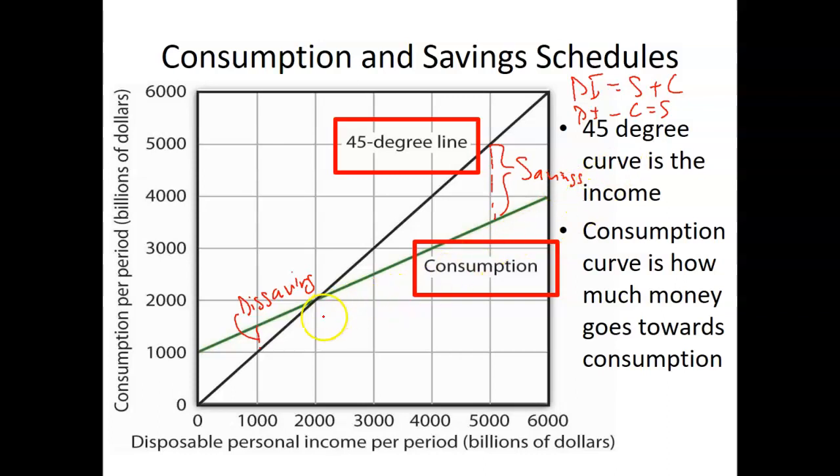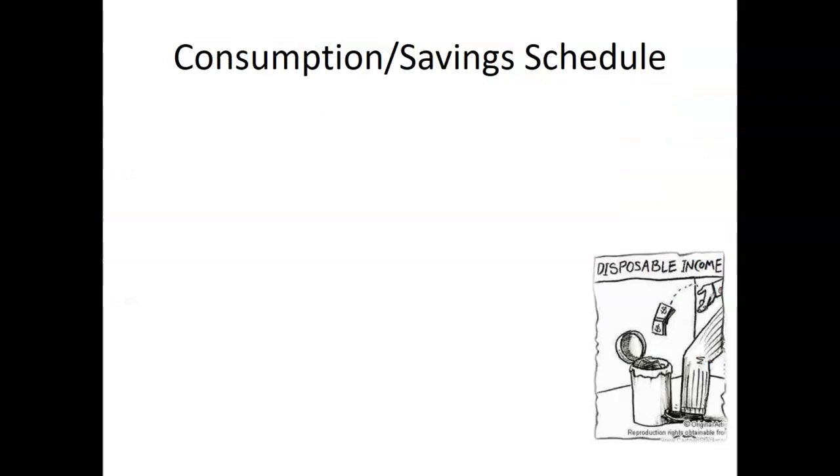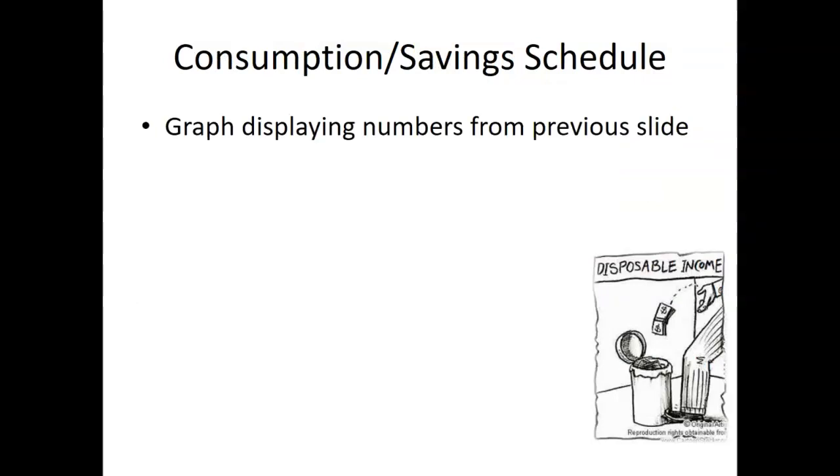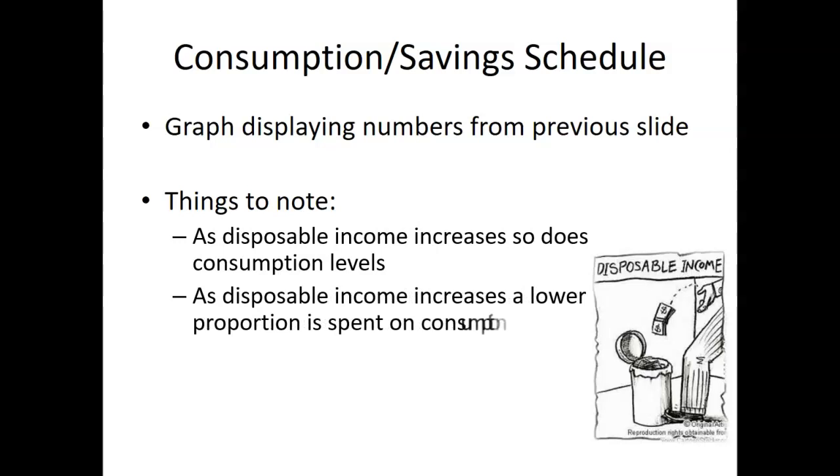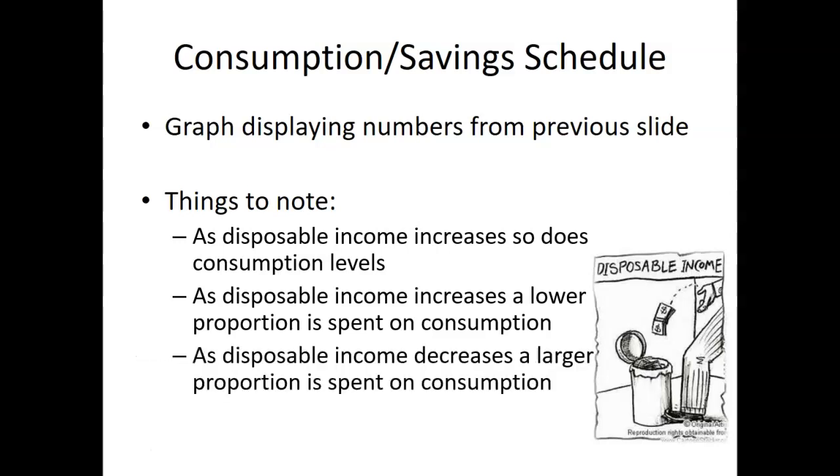One thing to note is there is a breaking point, which at this point is going to be 1,000. That's going to be our break even, and we're going to be looking at this when we look at the APC and APS. So for the consumption and savings schedule, again, it's a graph from the previous slide. Things to note: as disposable income increases along the x-axis, so does the level of consumption. You spend more money. And vice versa, as disposable income decreases, you would spend a lower amount of money. That just makes sense. If you have less money, you spend less. If you have more, you spend more.